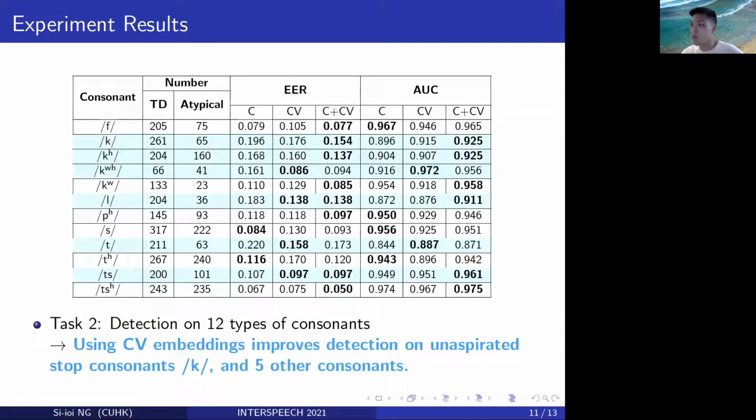From this table, we can see that using the consonant-vowel embeddings improves detection not only on the unaspirated stop consonant K, but also on some other types of consonants. They are highlighted in blue. And on the detection of each type of consonant, combining the similarity scores from the consonant and consonant-vowel segments still delivers the optimal performance in most of the cases.